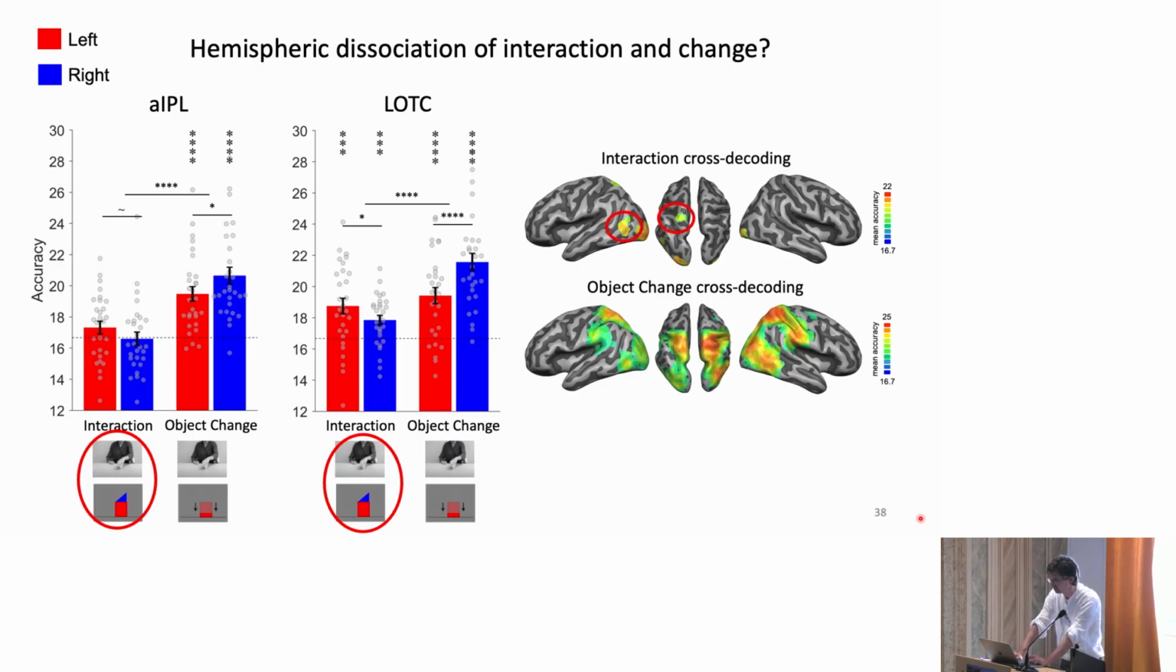So again, we find that the interaction-only cross-decoding revealed effects in the left hemisphere, specifically in the left LOTC and in the left SPL, so not in the AIPL as expected. Whereas the change-only cross-decoding revealed stronger decoding in the right hemisphere, in particular in the right parietal cortex and the LOTC. So this replicates the effects of the previous study.